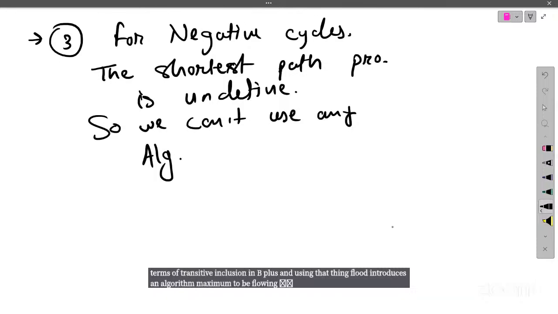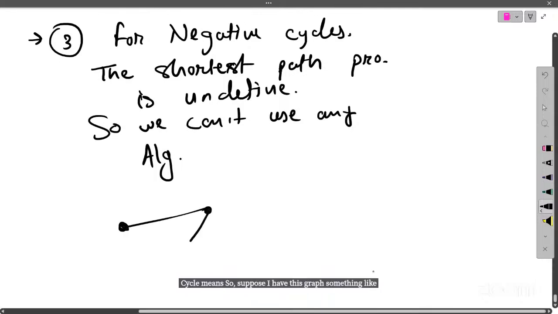Okay. So negative cycle means, suppose I have this graph, something like this.